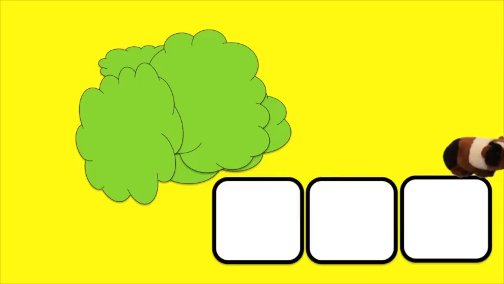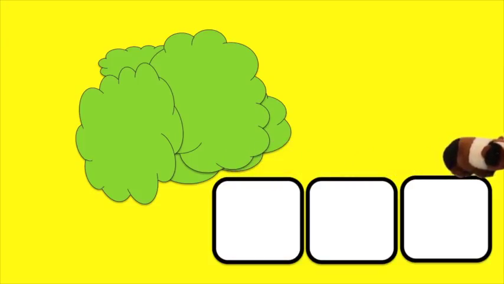Let's begin. The first word is cos. That's a type of lettuce. Was the S sound in the beginning, the middle or the end? Write your S in the right box. Which box do you think it should be in? Pause the video and write in your letter S, your S sound.